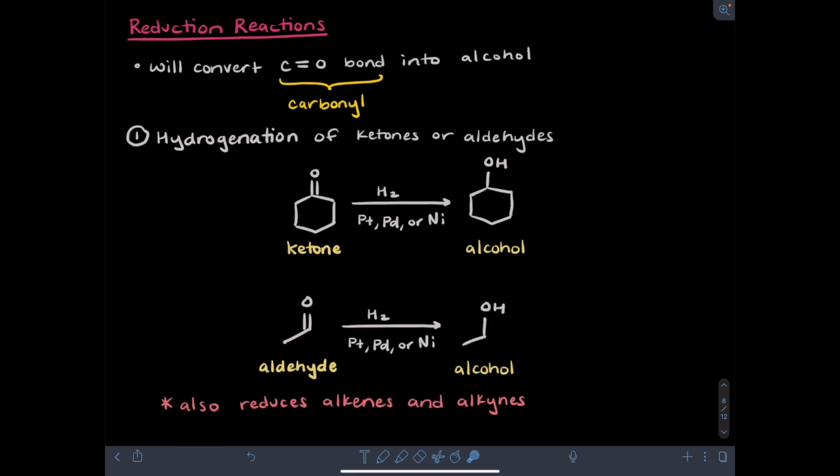One consideration for whether or not you want to use hydrogenation is that hydrogenation also reduces alkenes and alkynes. So if you have an alkene or an alkyne in your molecule and a carbon-oxygen double bond, you'll want to choose carefully whether you want to use these hydrogenation conditions or a different method that I'll discuss in a minute.